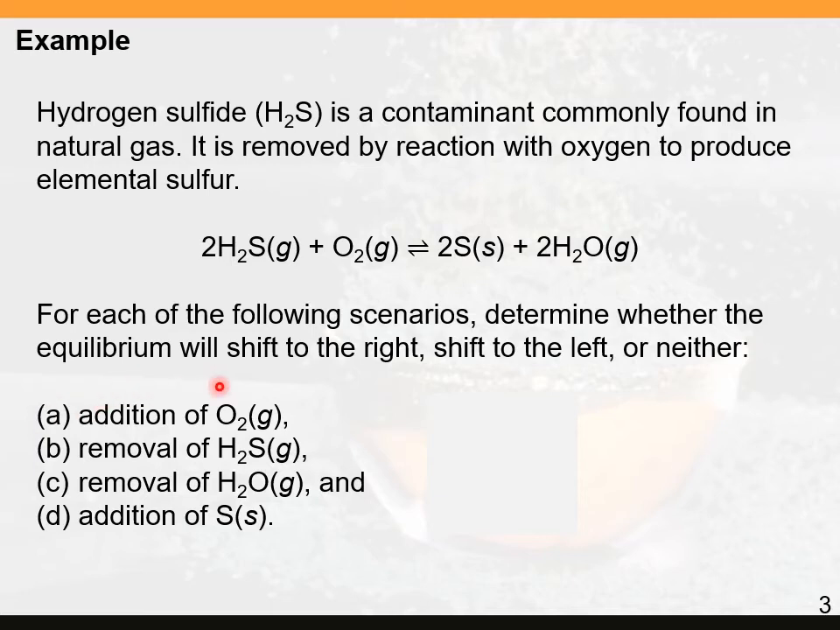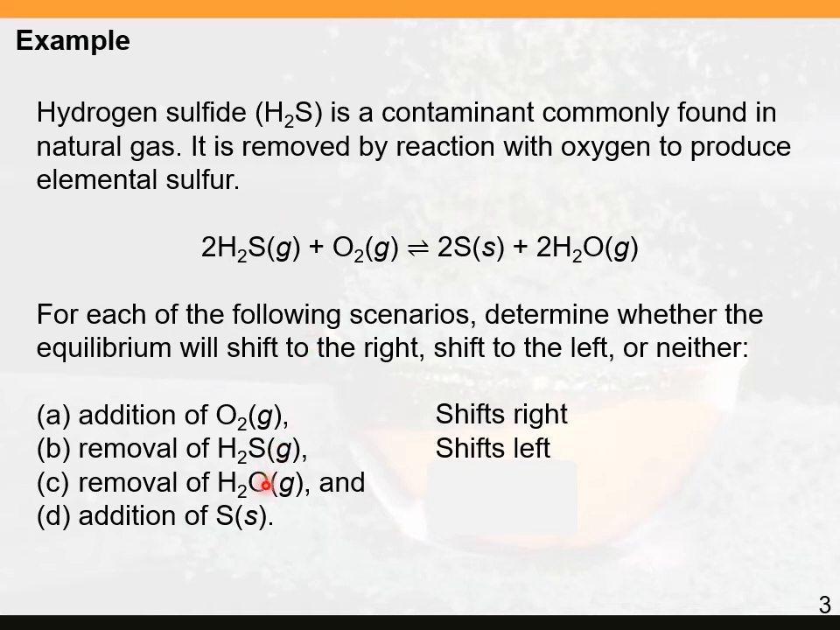If you add oxygen, we're adding oxygen to the left side. Now we have too much of it. It needs to be decreased by being consumed in the forward reaction, and the reaction will shift to the right. How about removal of hydrogen sulfide? If you remove hydrogen sulfide, the system will want to make more of it. By shifting towards that side, the reaction will shift towards left.